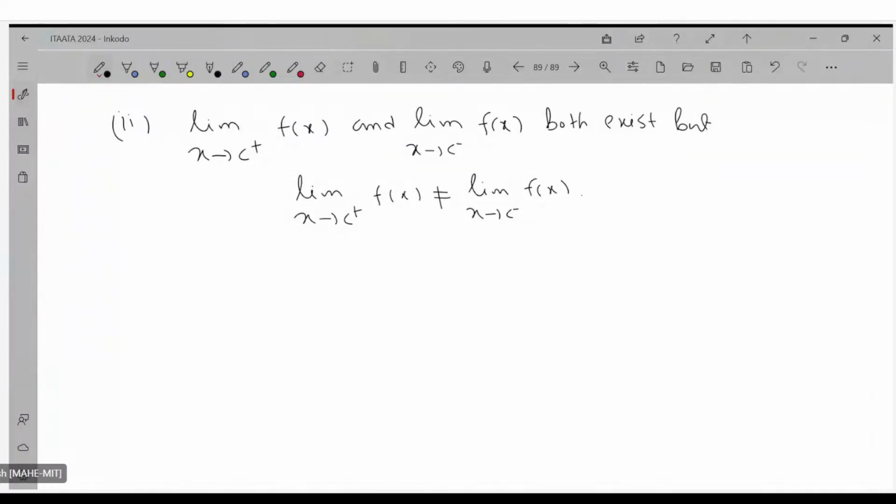In this case, we will say that f has a jump discontinuity at the point. This type of discontinuity is called the jump discontinuity of the function.